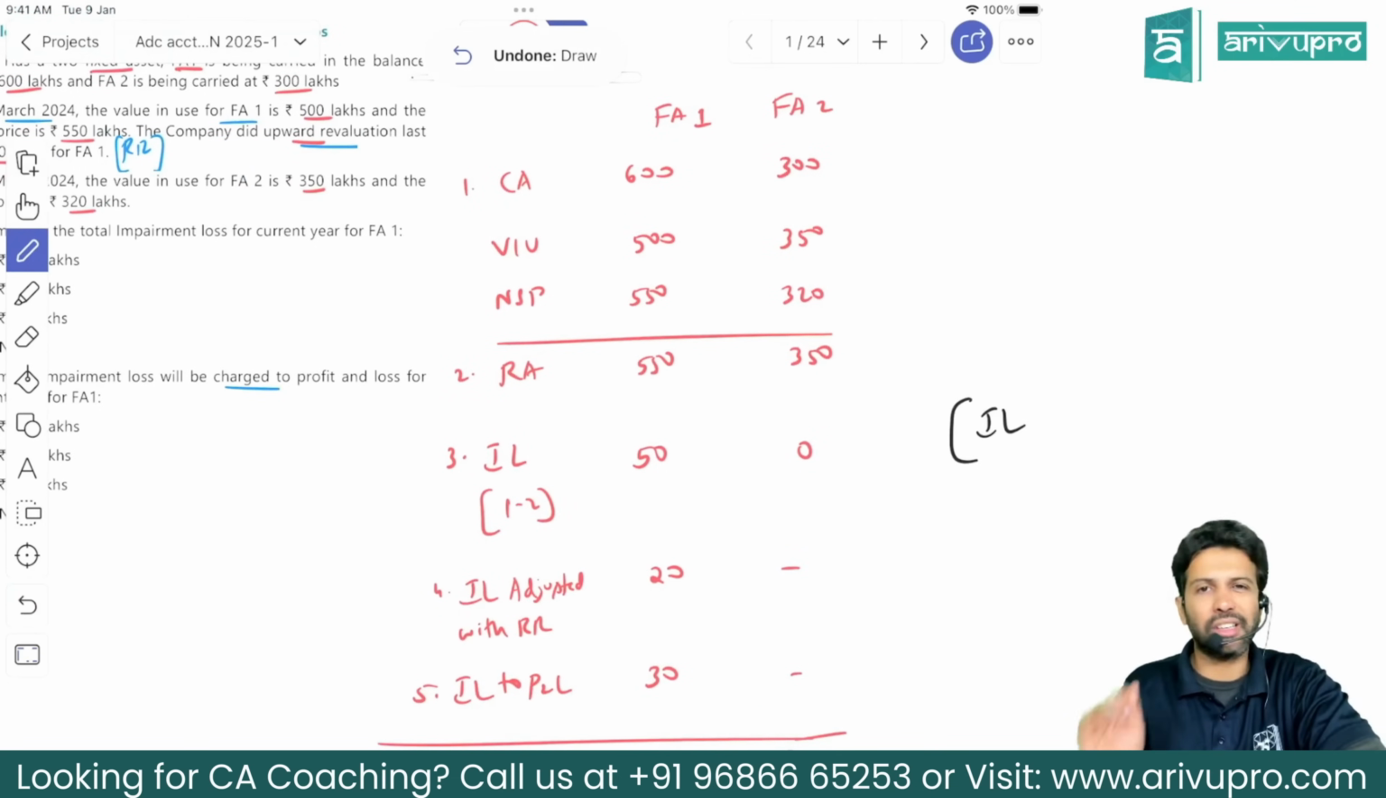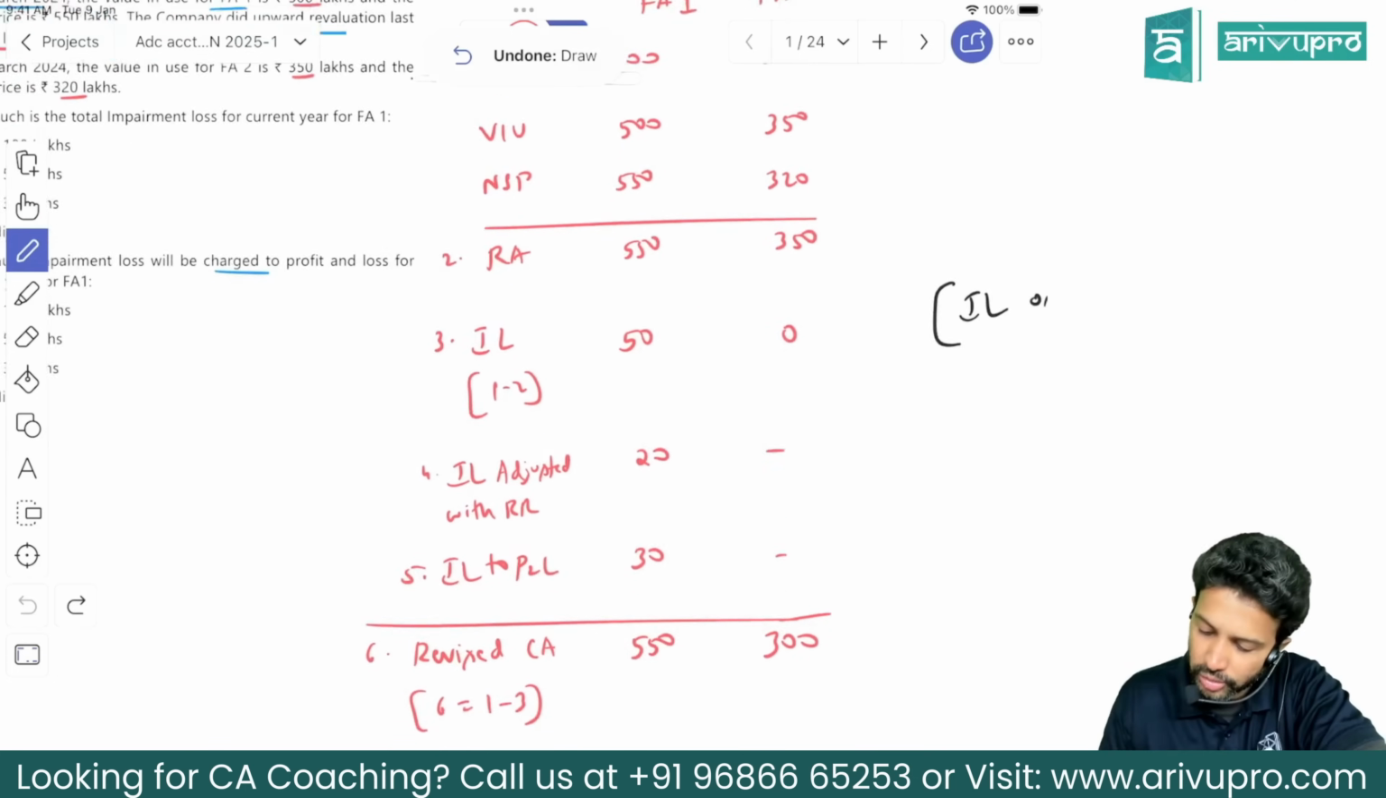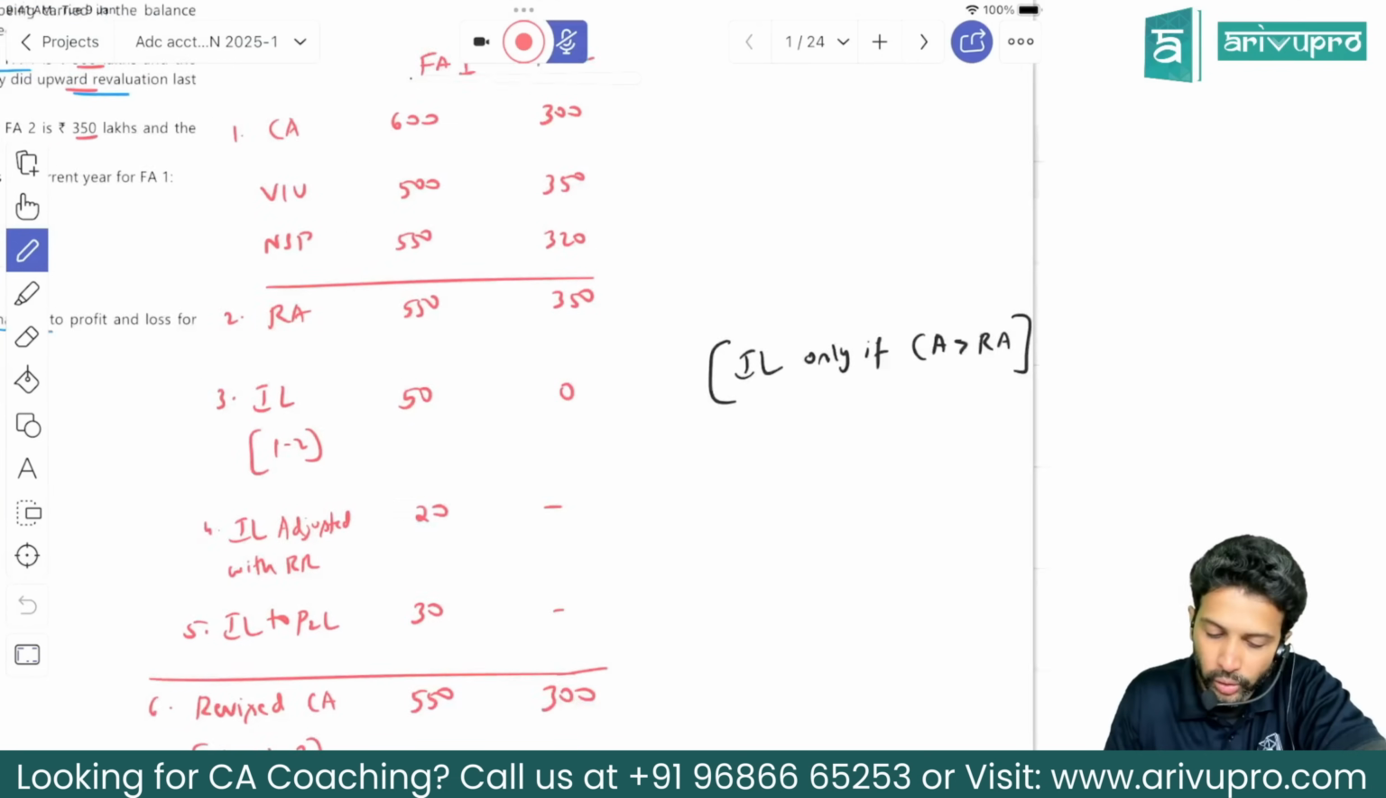For FA2, is there any impairment loss? No. That means the revised carrying amount will also be 300. Okay. In fact, for your reference, I can also write what the journal entry for this impairment loss is.